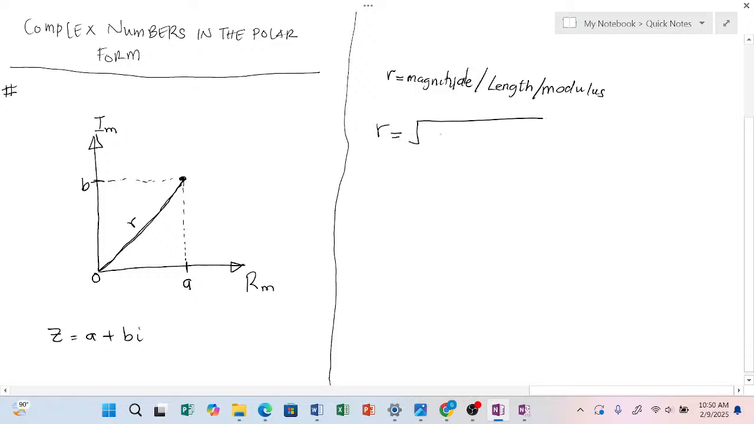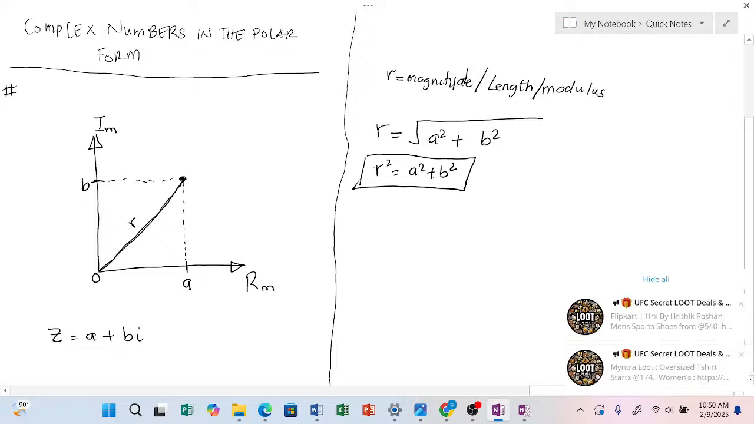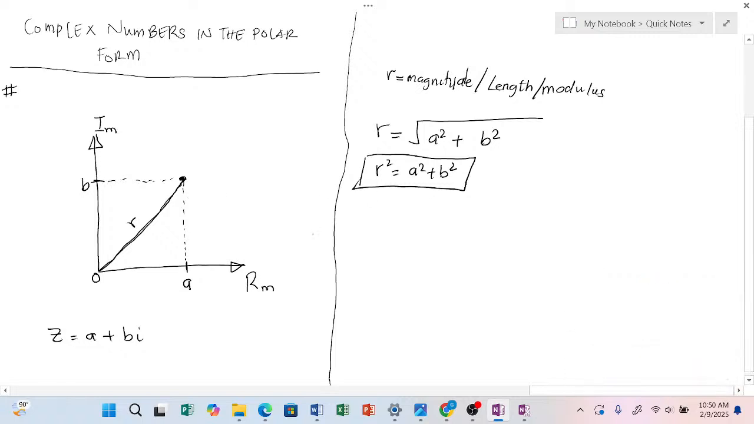of a squared plus b squared. So we can see that R squared is equal to a squared plus b squared. So this is how to find the magnitude of a complex number. You just take the real part, square it, add it to the imaginary part without the i, squared, and that will give you the magnitude.